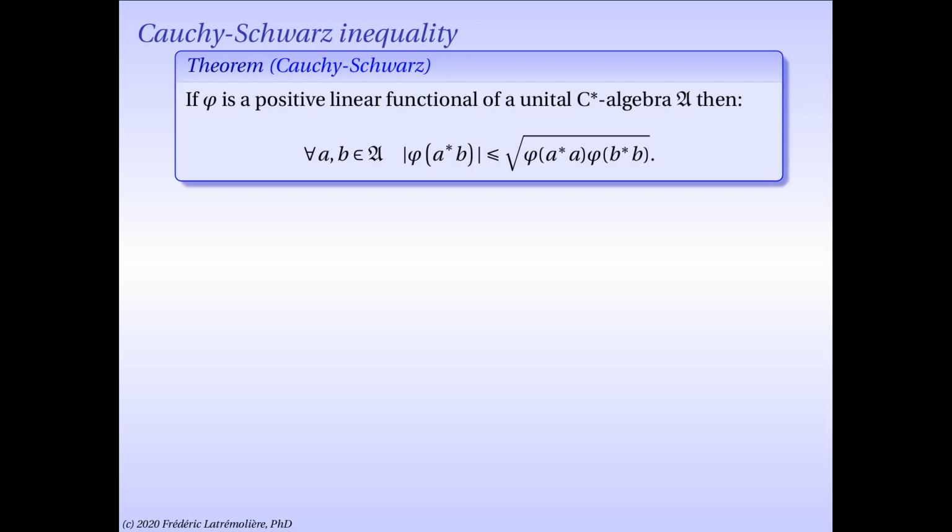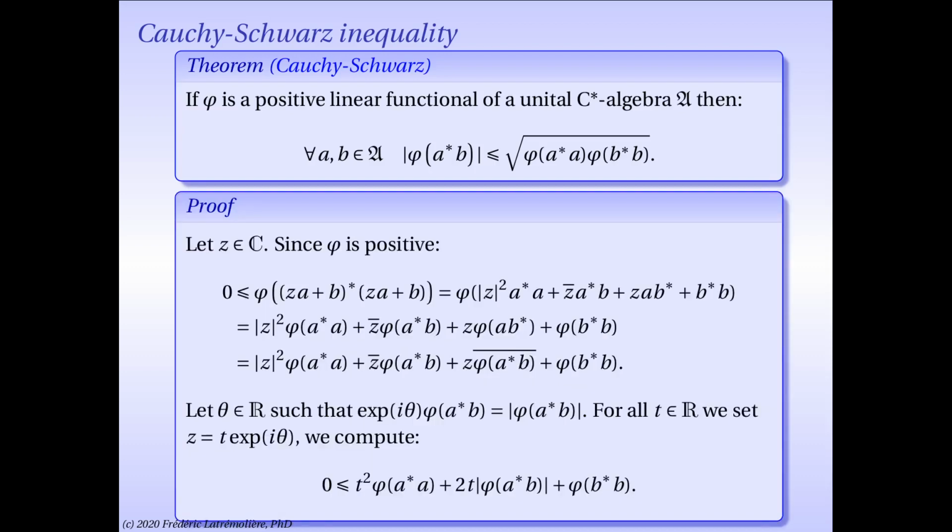I'm just going to prove it quickly here for this special case, but the proof is exactly the same as the proof in the general case. So let's fix phi, a positive linear functional of a unital C-star algebra. We're going to prove that for any A and B in your C-star algebra, the modulus of phi of A star B is less than or equal to the square root of the product of phi of A star A and phi of B star B. So let's prove this quickly.